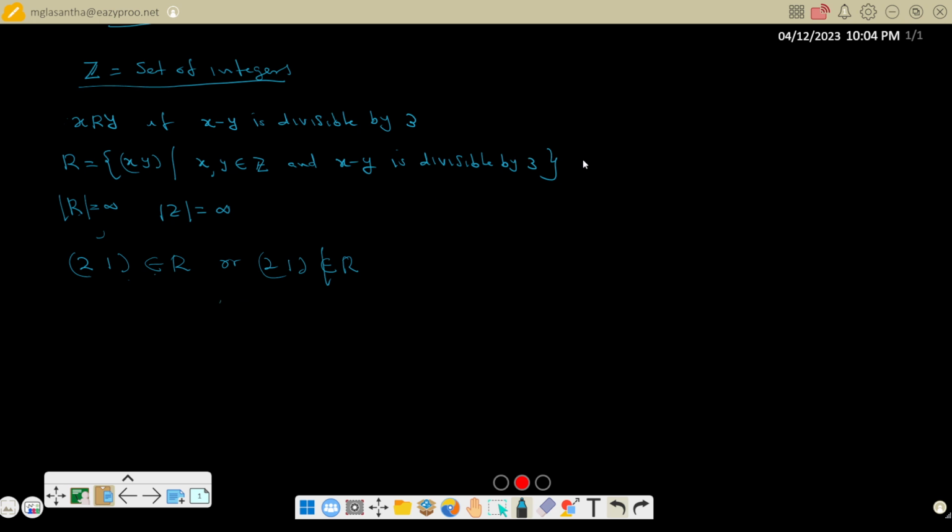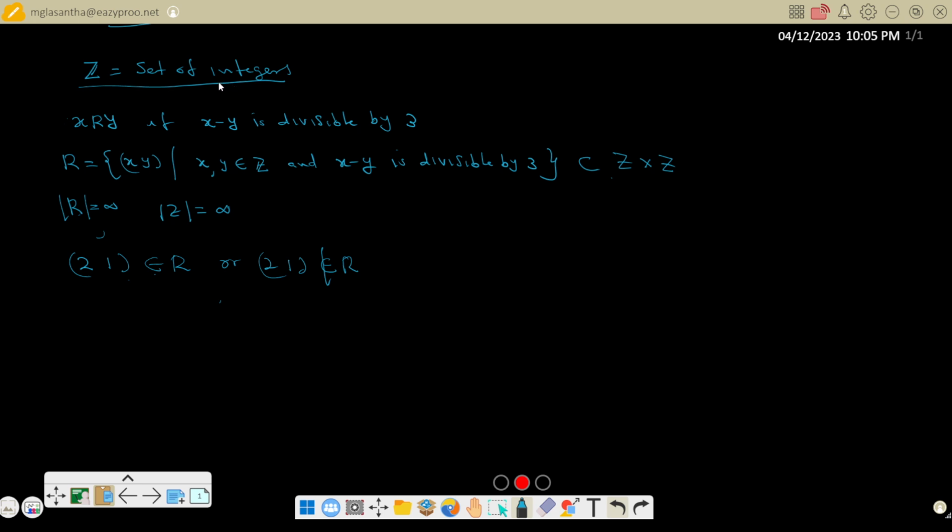Now here R is a subset of Z cross Z. Sir, I'm not understanding. Now, you just think that Z is a set, right? Then you can take Z cross Z. Now, imagine Z is actually not a finite set.